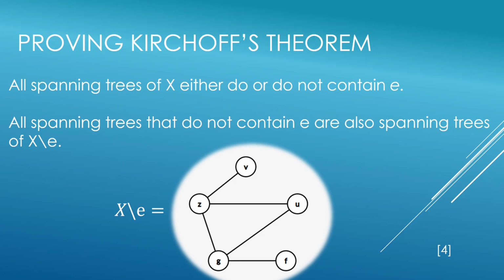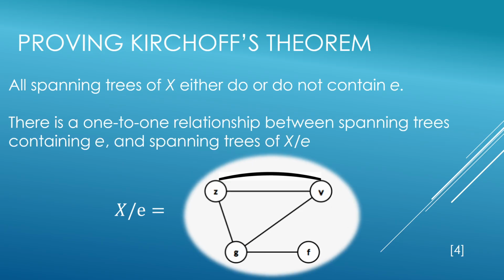And so if we're going to prove Kirchhoff's theorem, we're going to start by thinking about how all spanning trees of X either do or do not contain E. So that's just a necessary part of the logic, that a spanning tree must contain E or it must not. And so all the spanning trees that do not contain E are also going to be spanning trees of the deletion of E. So if we think here, you delete E, this graph here will have no spanning trees from X that contain E, but it will contain all the ones that don't contain E.